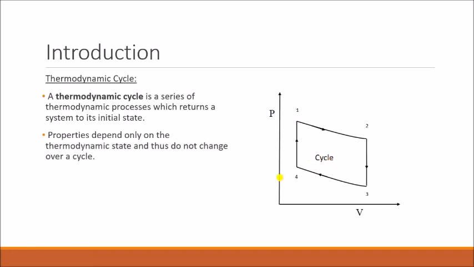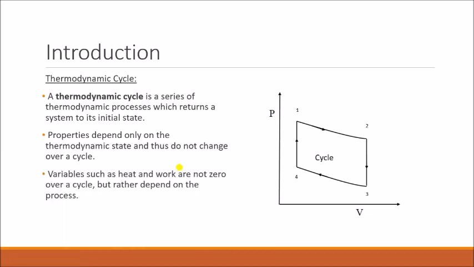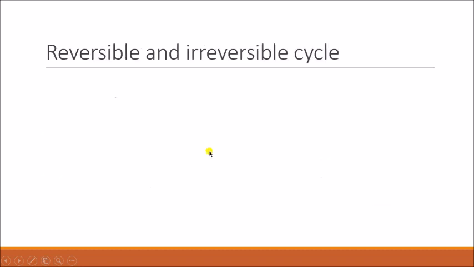The properties depend only on the thermodynamic state and thus do not change over a cycle. The properties of a system are temperature, pressure, and volume. Those properties depend only on the thermodynamic states 1, 2, 3, and 4, and do not change over a cycle. Variables such as heat and work are not zero over a cycle. There will be some heat and work produced during each process, and these are not zero when you consider the whole cycle. Clear, guys? Next we'll go to reversible and irreversible cycles.